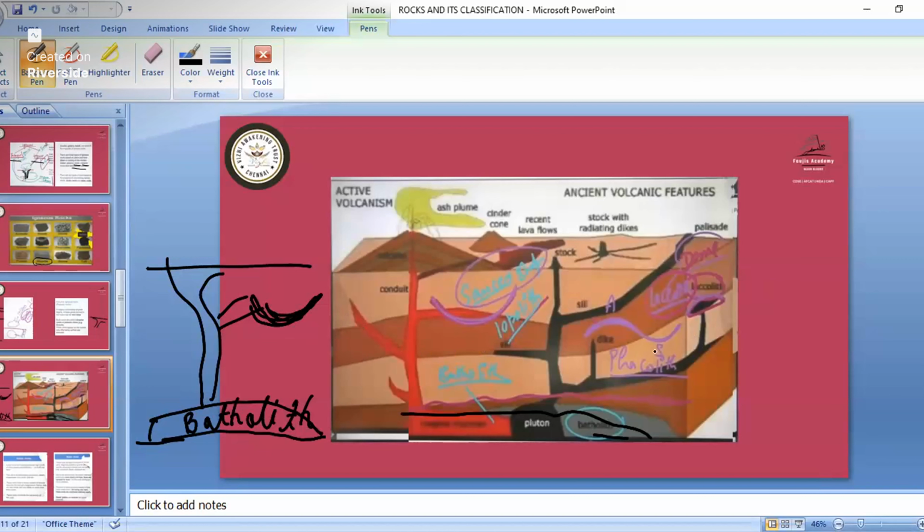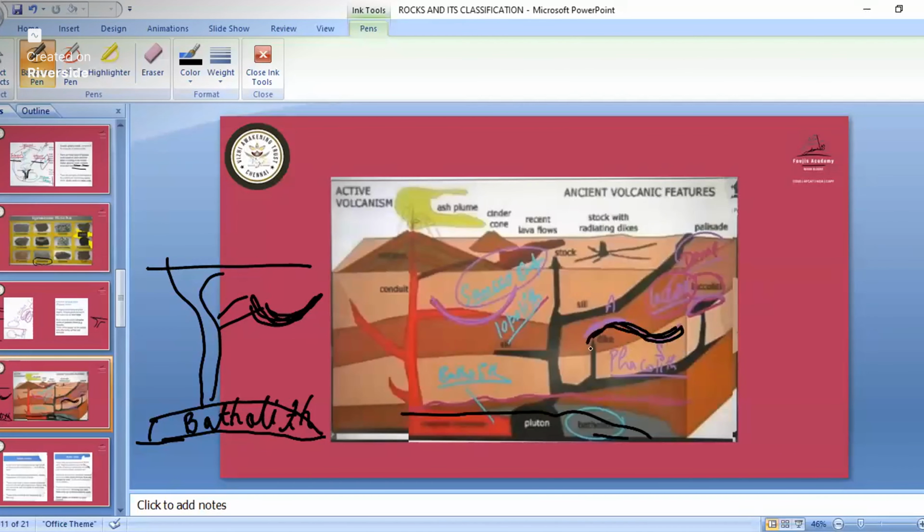And when the shape is like an anticline and syncline, so if the shape is an anticline and syncline, that is known as phacolith. So that rock is known as phacolith. So remember about the lopolith, batholith, phacolith. If that is an anticline and syncline type, that is phacolith.